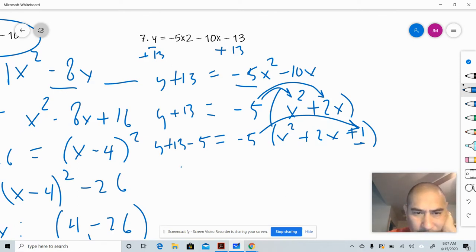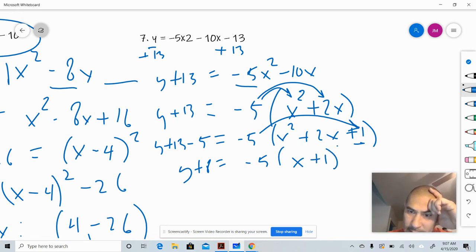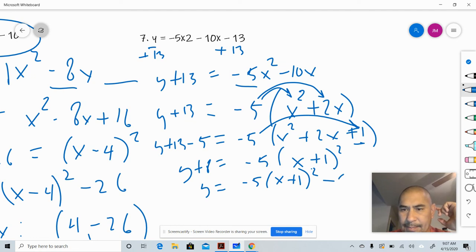So I've got to clean things up. I'll get y plus 8 is equal to -5 times a perfect square. So b divided by 2 was 1, so that's what goes here, squared. And then the last thing I need to do is subtract 8 from both sides. So I'll get y is equal to -5 times x plus 1 squared minus 8.